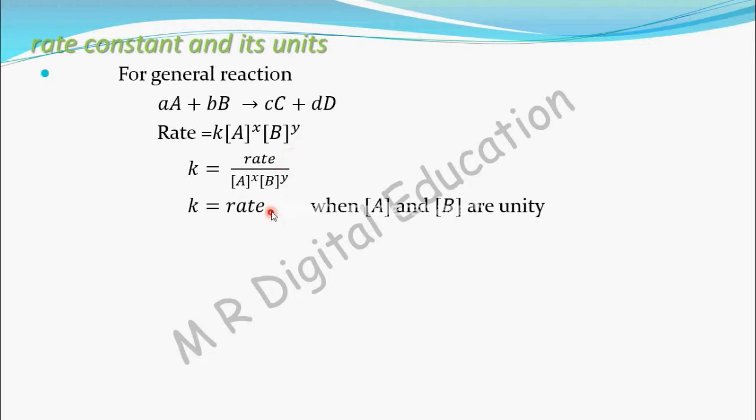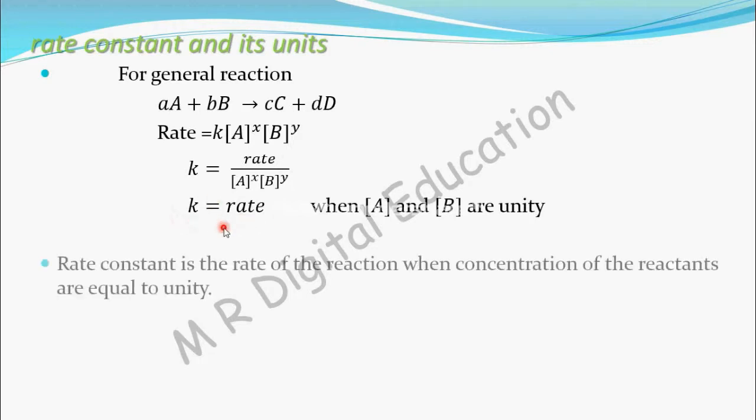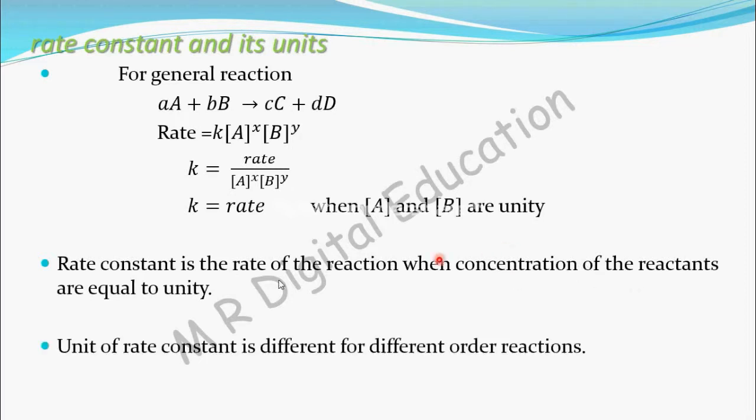Rate by 1 is rate only. See, rate constant equals rate. So what is rate constant? Rate constant is the rate or speed of the reaction when concentration of the reactants are equal to unity. Its unit will be different for different order of reaction. Let's see them one by one.